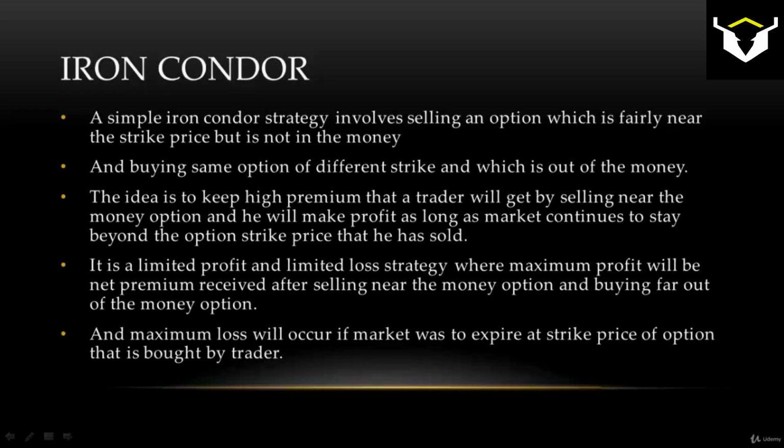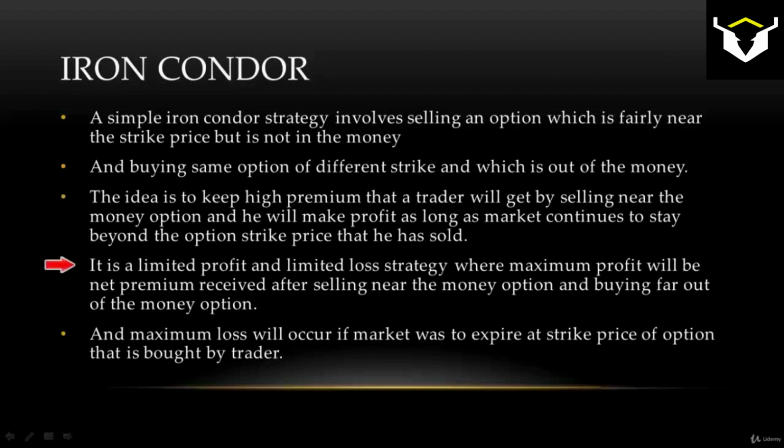Our next option strategy is the iron condor. A simple iron condor strategy involves selling an option which is fairly near the strike price but is not in the money, and buying the same option of a different strike which is out of the money. The idea is to keep the high premium that a trader will get by selling the near the money option, and he will make profit as long as the market continues to stay beyond the option strike price that he has sold.